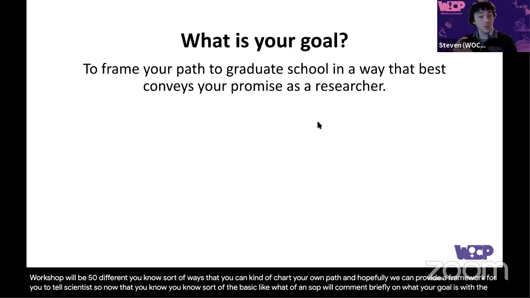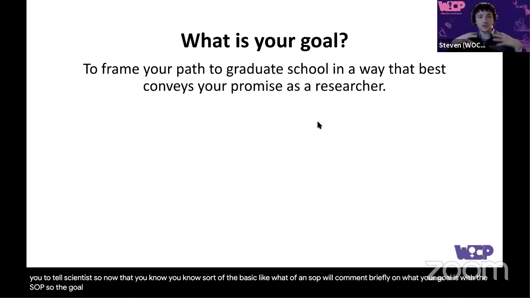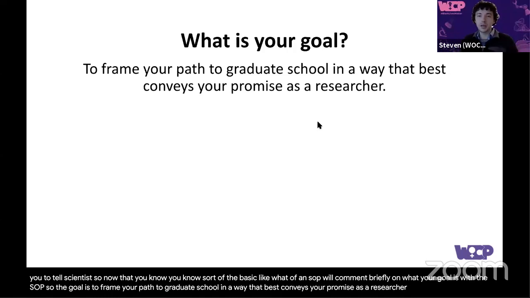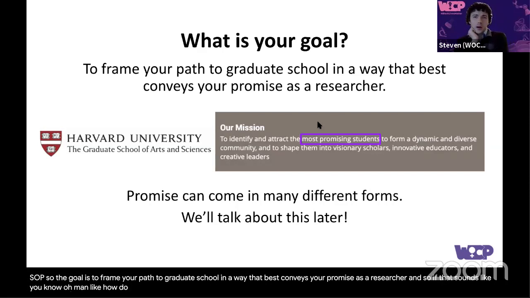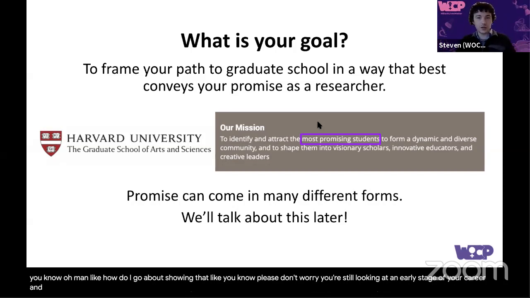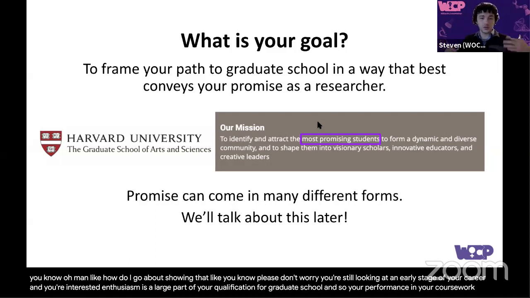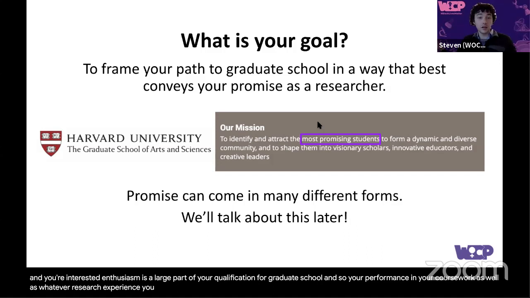Now that you know the basic what of an SOP, we'll comment briefly on what your goal is with the SOP. The goal is to frame your path to graduate school in a way that best conveys your promise as a researcher. If that sounds like, oh man, how do I go about showing that? Please don't worry. You're still at an early stage of your career, and your interest and enthusiasm is a large part of your qualification for graduate school. Your performance in your coursework, as well as whatever research experience you've gained in the run up to grad school, is plenty to talk about.